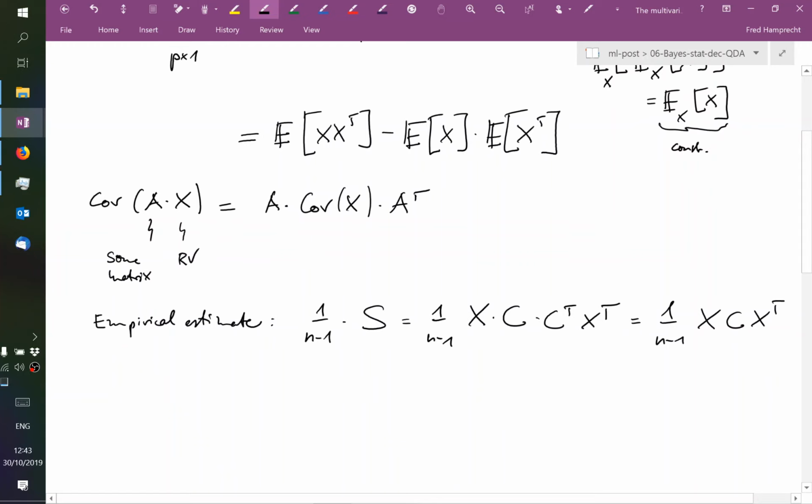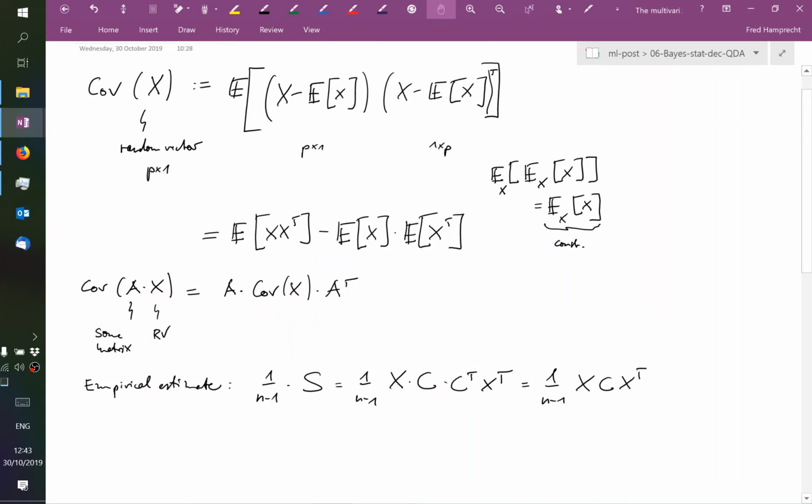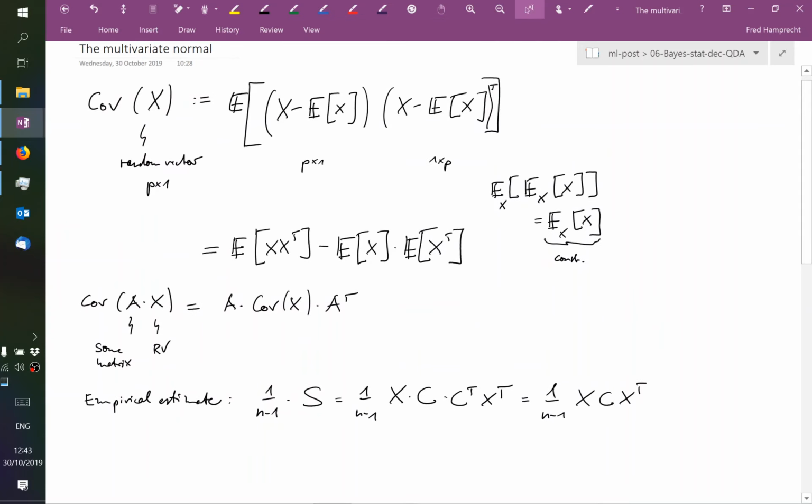Good, and why n minus 1 and not n? That depends if you know the mean. If you have to estimate the mean, then you would use n minus 1 to get an unbiased estimate. Good, so this is the definition of covariance. So it's a p by p matrix.